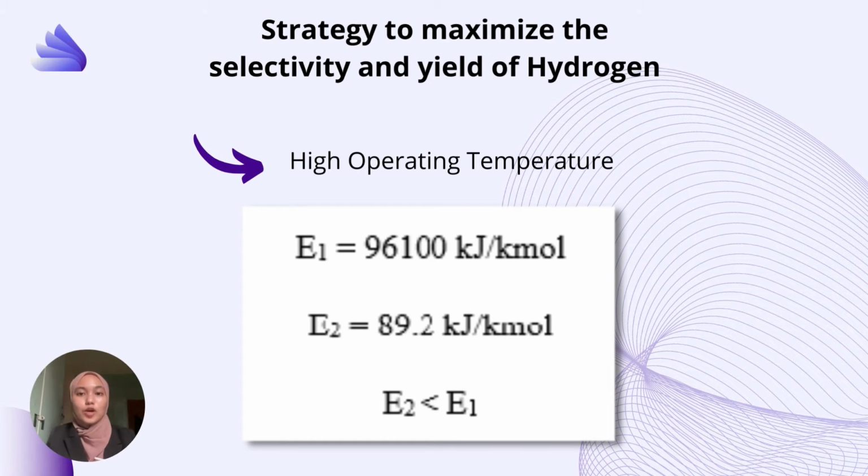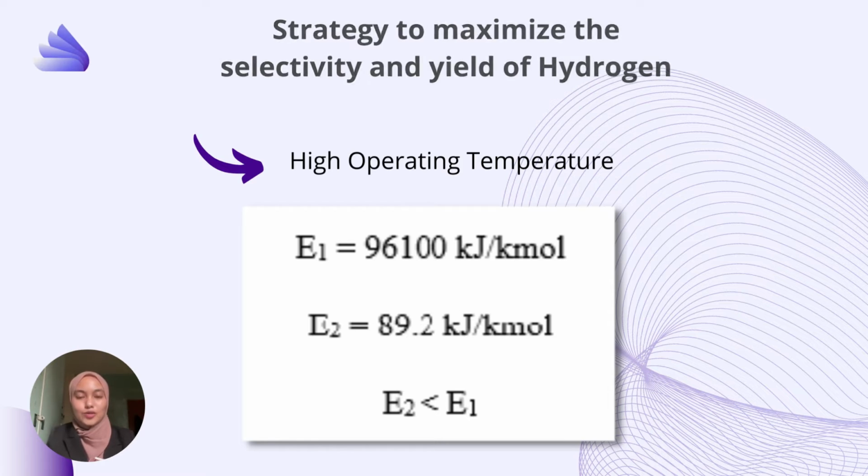Next is to have a high operating temperature. This is because the undesired reaction has higher activation energy than the desired reaction. Thus, the operating temperature of this process should be as high as possible to increase the production of hydrogen.